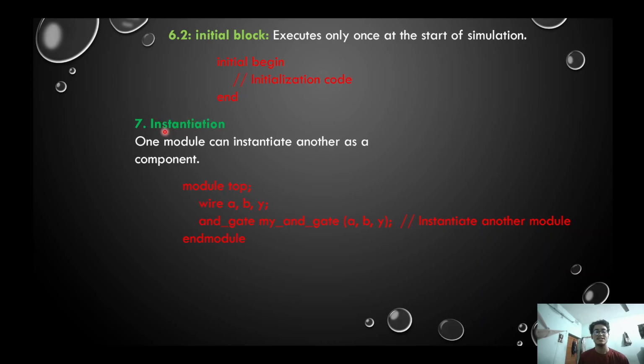The seventh Verilog syntax is instantiation. One module can instantiate another module as a component or as hardware. In this example, we instantiate AND gate within this module. Then we provide a name for this AND gate, my AND gate. Then ports within parentheses. Then endmodule.